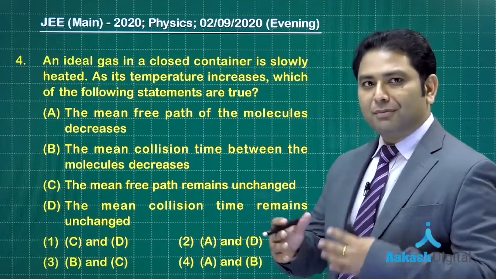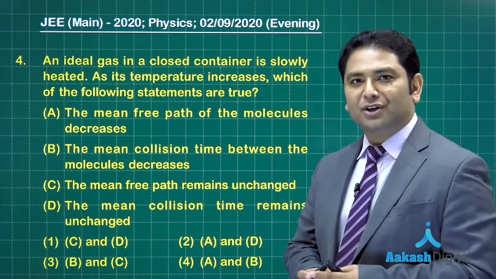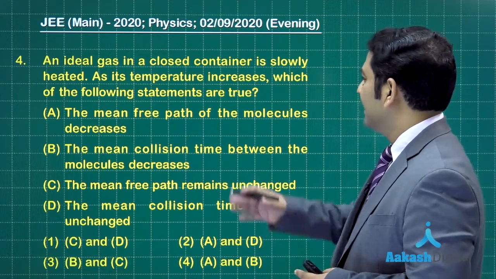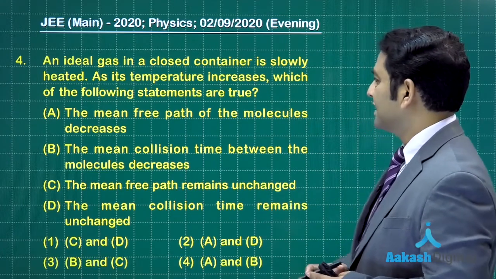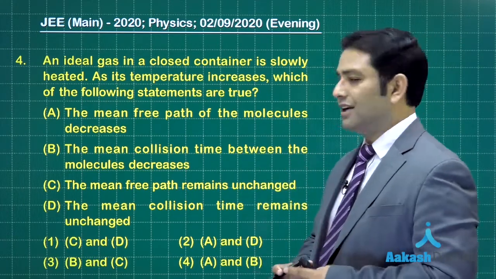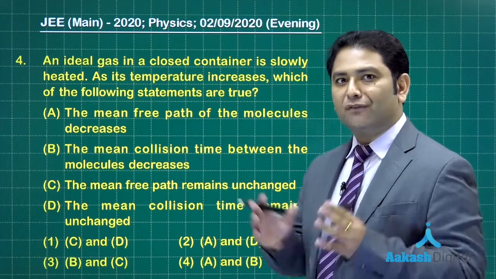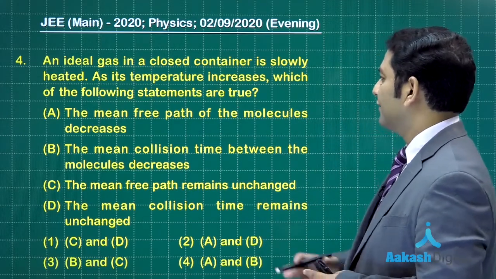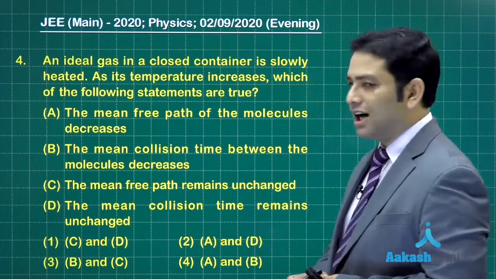Look, it's something related to the kinetic theory of gases. Now what does it say? It says the ideal gas in a closed container is slowly heated. Now the container is closed, so the volume is constant. And as the temperature increases, which of the following statements are true?